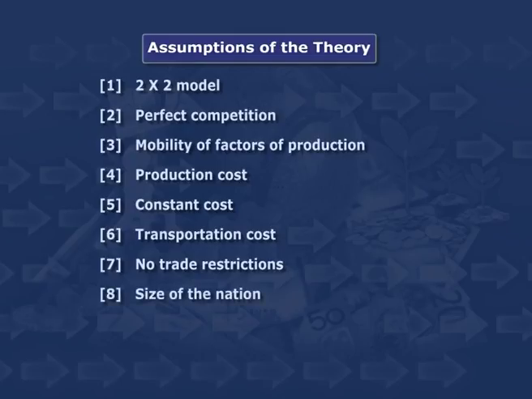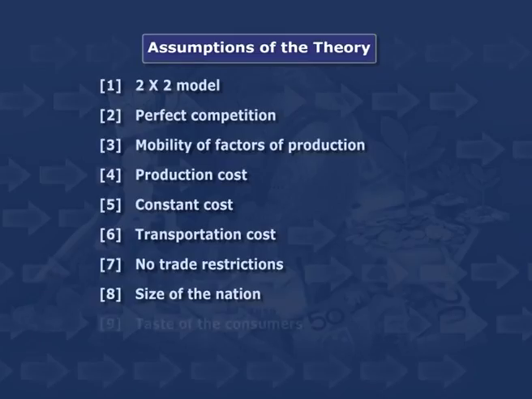The eighth assumption is about the size of the nation. Both the nations are of equal size. It means that there is no huge differences between two nations regarding their respective natural resources. The ninth assumption of the theory is about taste of the consumers. We assume that there is no differences in the taste of consumers in both the countries.